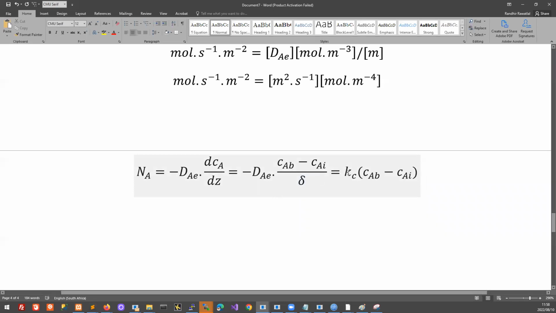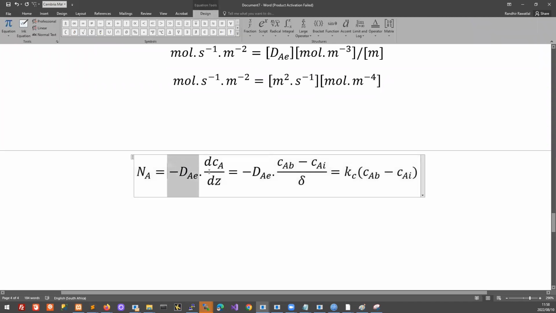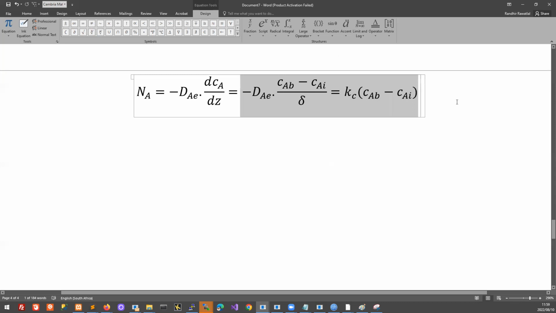So if we were to find some equivalence between our invented film theory and the rigorous theory, which is this, the way to translate from Fick's law into our film theory is by saying the difference in concentration is the bulk minus the interface, and the difference in position is that thickness delta. So that's, if you like, our translated form of Fick's law. And if you compare these two, we know these are both talking about the same thing. We are trying to approximate the same molar flux with this mass transfer form.